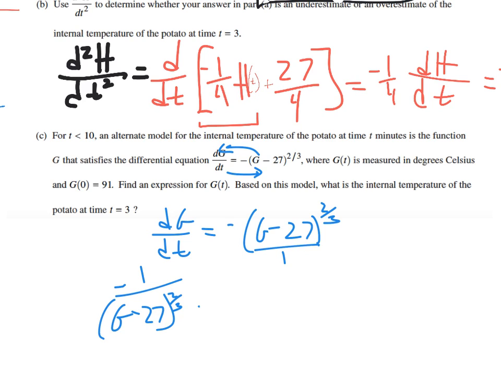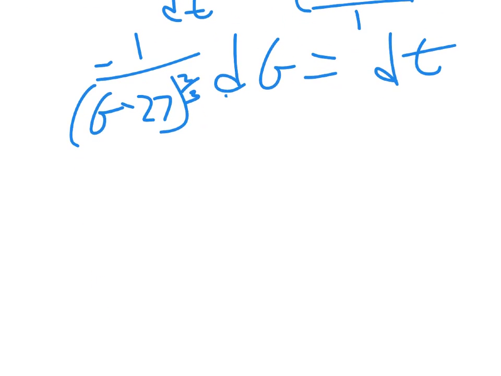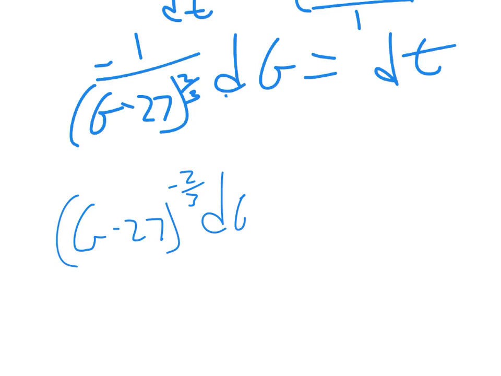So dg, and we're going to multiply the dt. That's going to be by itself. Or maybe a little nicer way to write this. It would be with a negative exponent, so we have g minus 27 to the negative 2/3 dg equals dt.